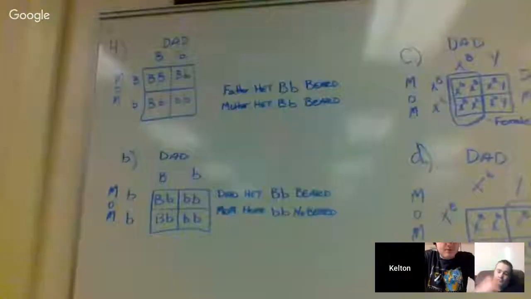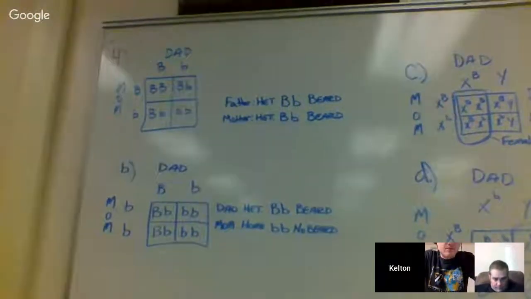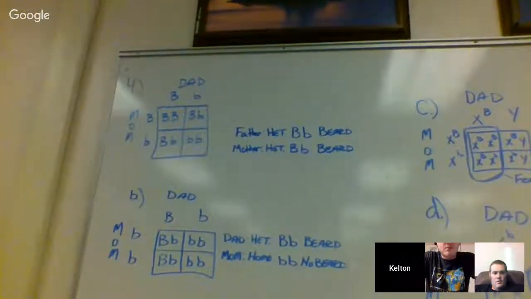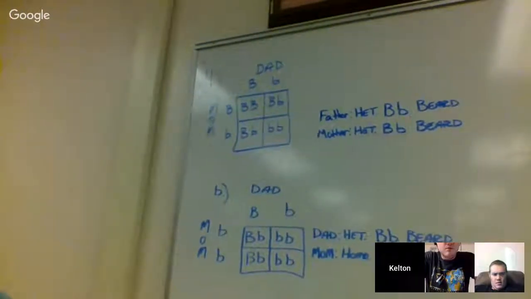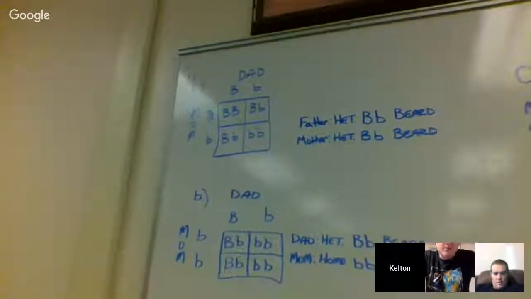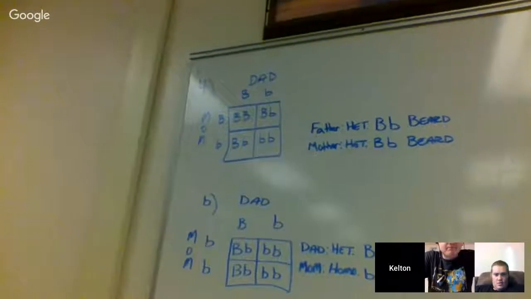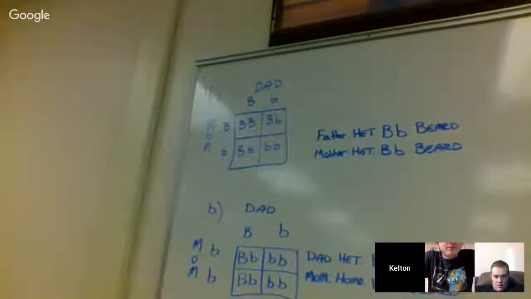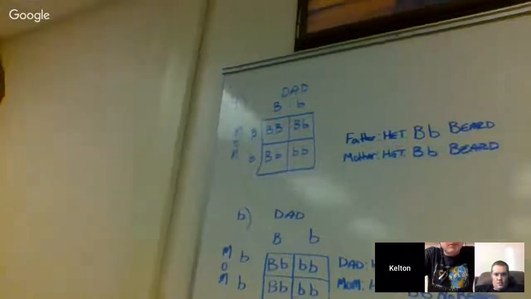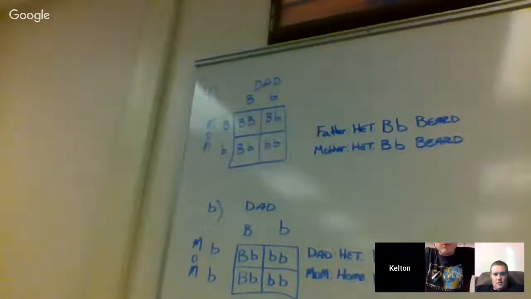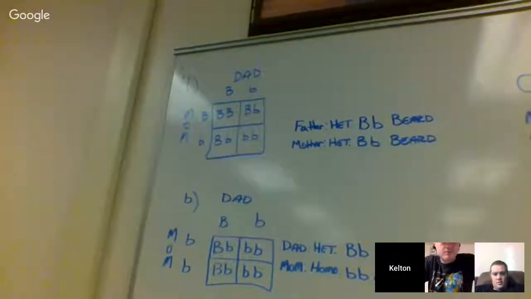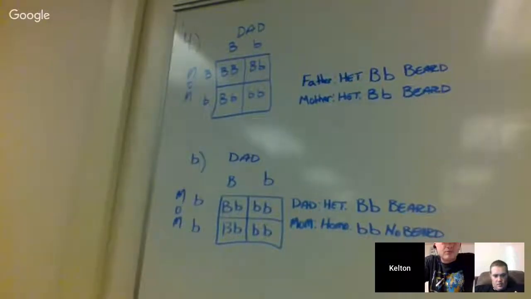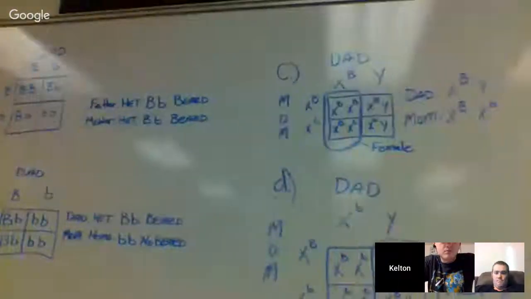So for number 4, the presence of beard in the species of goats. Number 4A is right there on the top. So it just shows kind of how I use the big B, little b for beard, and then ask for the genotype and phenotypes of the parents right there. And then same thing for B right there. And then we'll go to C and D here.